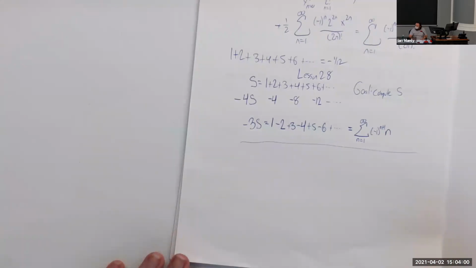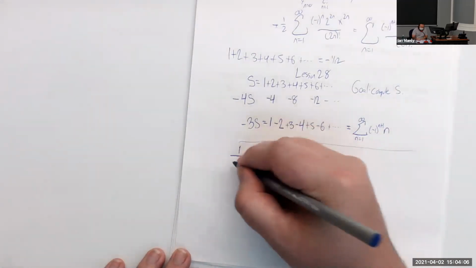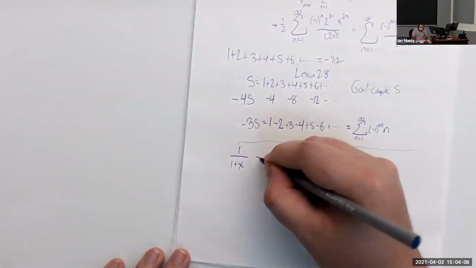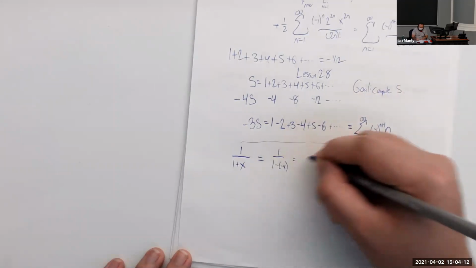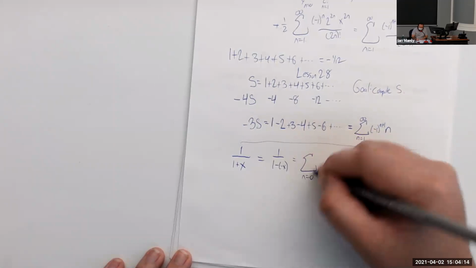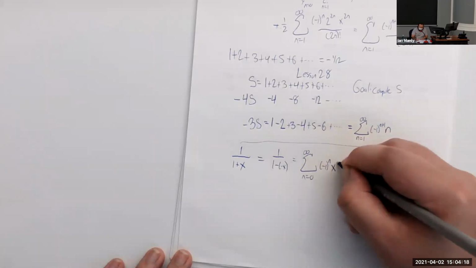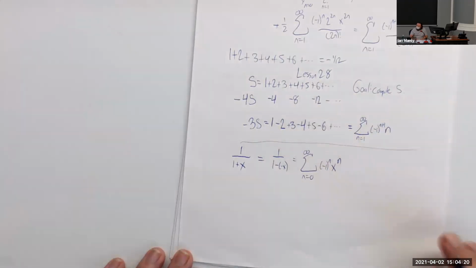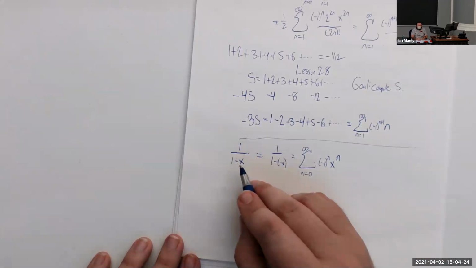Now, what I'm going to do next seems seemingly unrelated, but it's going to tie together into this. First, I want to find the series for 1 over 1 plus x. Well, this is 1 over 1 minus negative x, right? So this is the sum from n equals 0 to infinity of negative 1 to the n, x to the n. So I think we've seen this series before, 1 over 1 plus x.